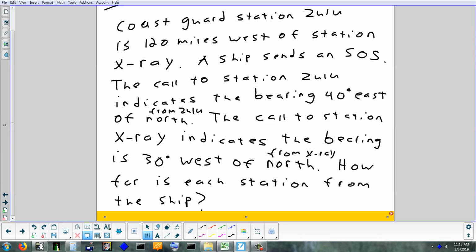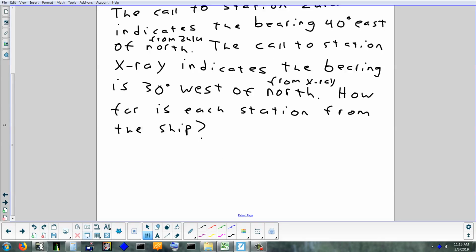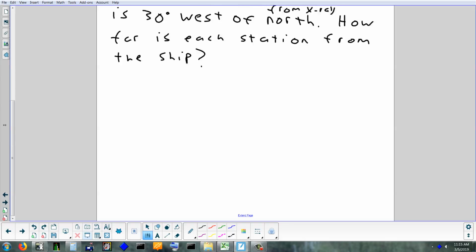All right, so we got a lot of different information here. What do you think we should probably do to make that easier to think about, rather than looking at all that information in words? Yeah, we're going to draw it, and hopefully we're going to end up with a triangle as a shape somewhere. All right.